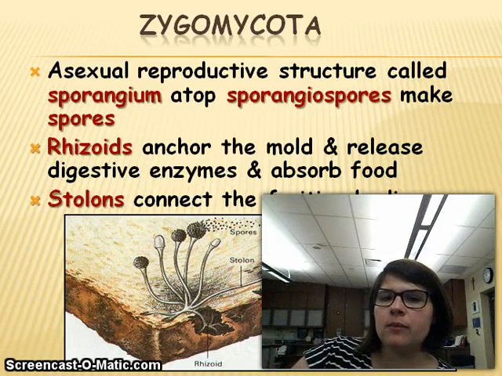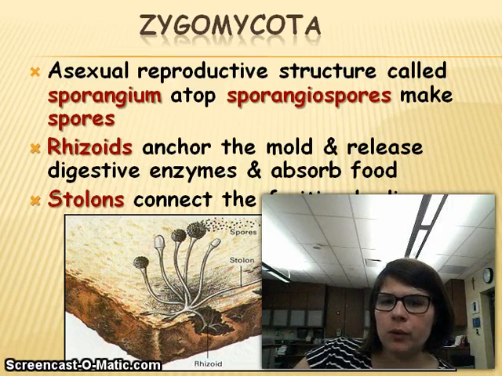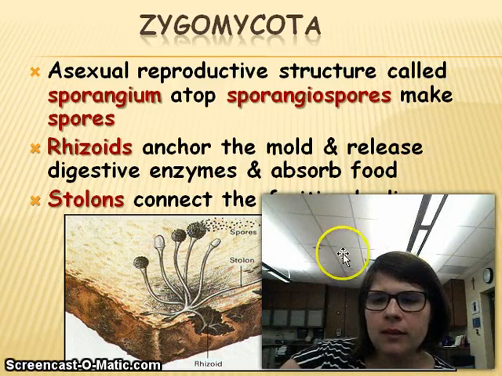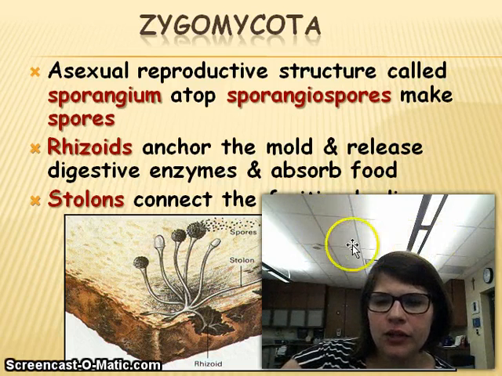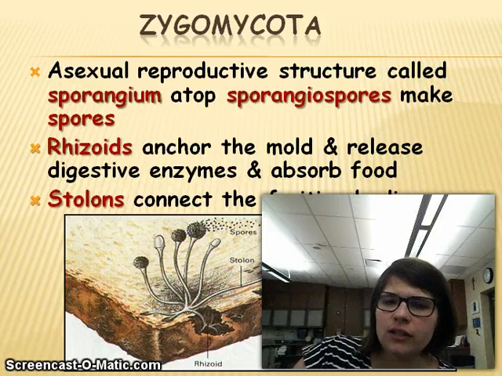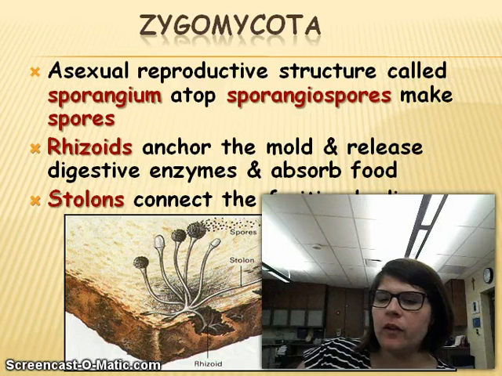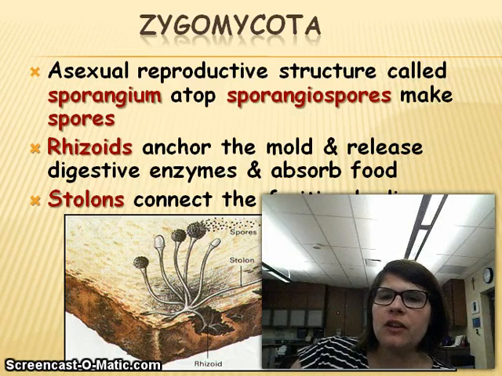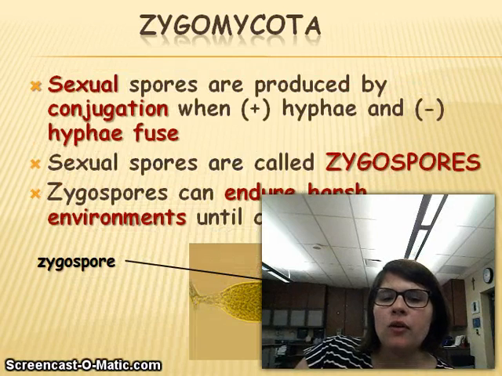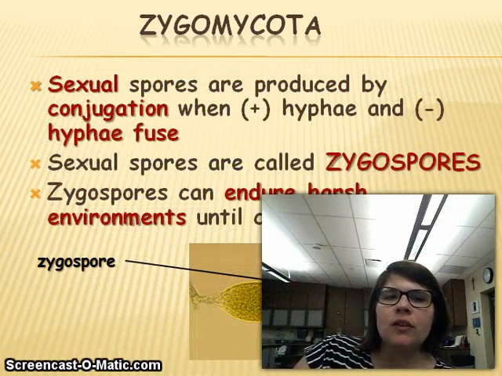They use sporangium a lot to reproduce. And this is the sporangiospores, which make the spores. So we have the sporangium right here, we have the sporangiophore, and the spores are going to be in the sporangium. So rhizoids, remember, anchor the mold and release digestive enzymes and absorb food. So this is going to be the root-like structure, and stolons connect the fruiting bodies. So remember, that goes horizontally.